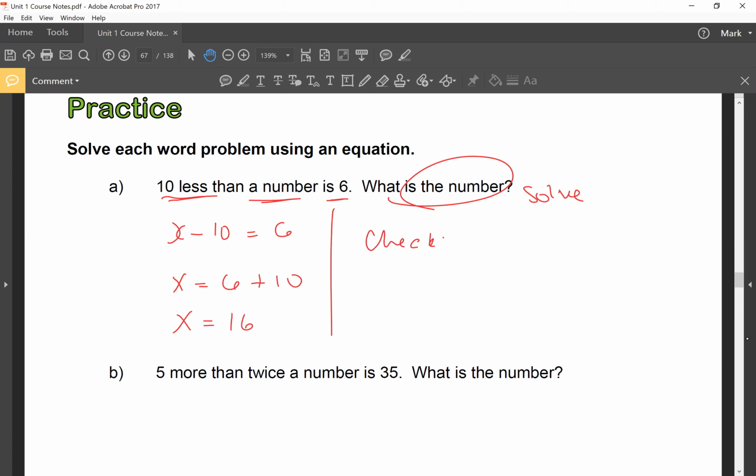Now I can check my answer. Oops. I can see if I'm correct here. Sorry, let me move this. Sorry, guys. Hold on 1 second. There we go.